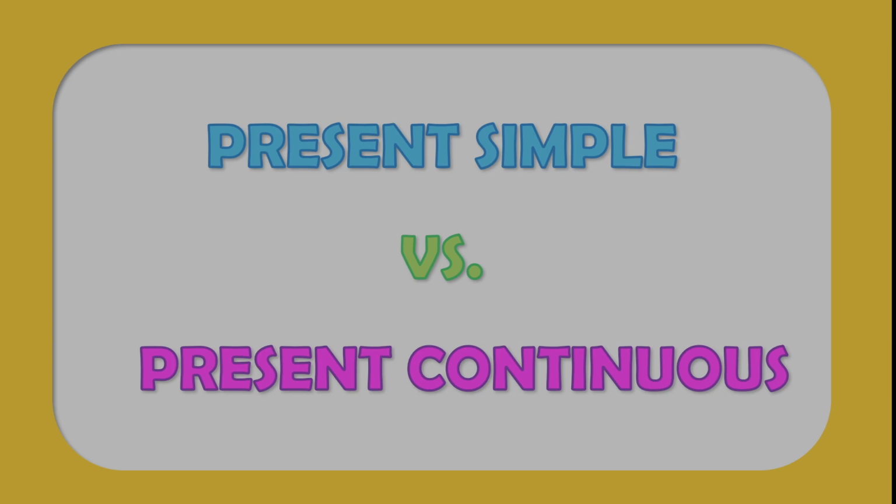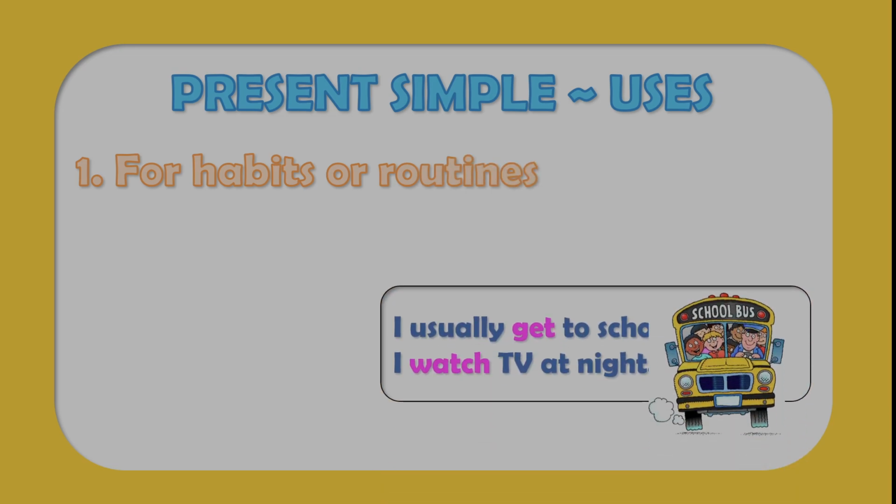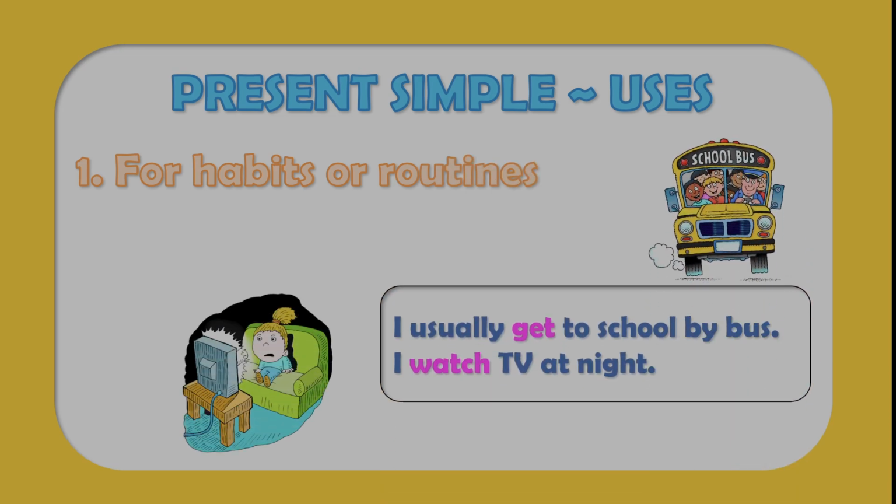As you can see on your screen, this is our topic for today's class. Let's begin. First, we are going to focus on the present simple tense. Use number one. Remember, we use the present simple tense for habits or routines. When we're talking about habits or routines, that means activities or actions that repeat every single day.